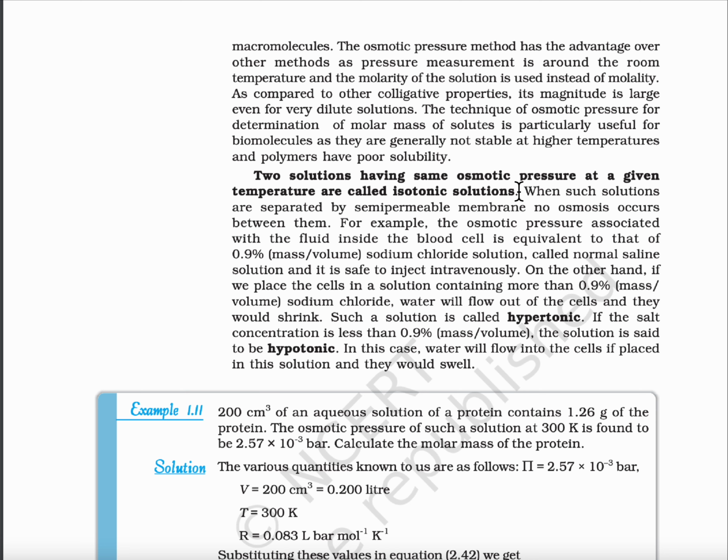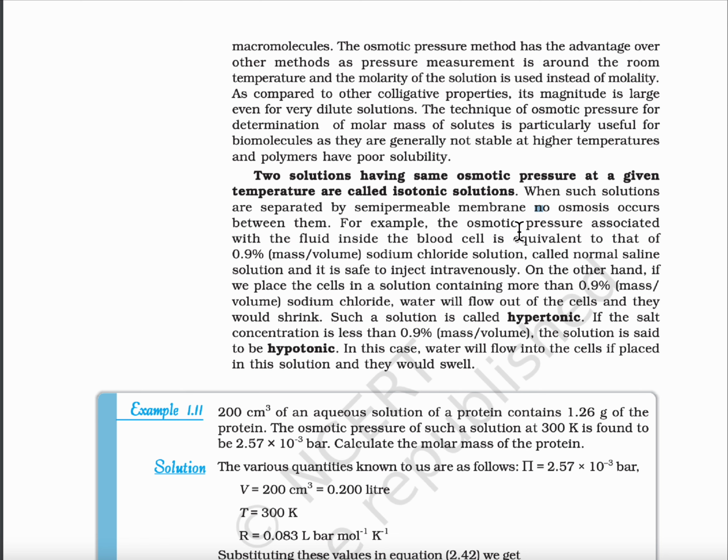So the definition would be: solutions having the same osmotic pressure at a given temperature are called isotonic solutions. When such solutions are separated by a semi-permeable membrane, no osmosis occurs between them. Since both solutions have the same osmotic pressure, when they are separated by a semi-permeable membrane there will not be any osmosis, because the pressure on both sides is equal, so there won't be any flow of solvent from one side to the other.